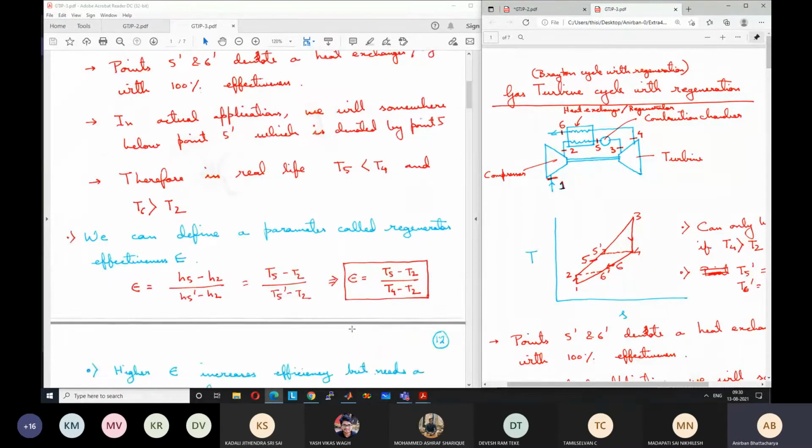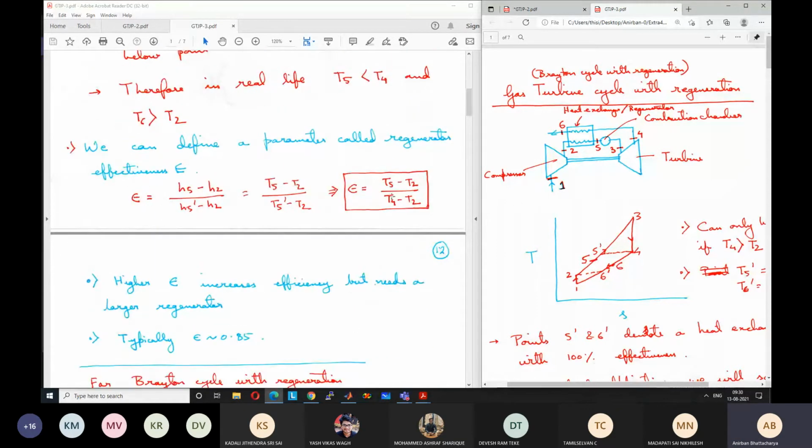Typically, this effectiveness is between 85 to 90%. This can be increased if you use a larger heat exchanger area, meaning a larger regenerator, but that will increase the cost and pressure drop in the heat exchanger, which is again not good. Here we are reading about the ideal cycle, but in the actual cycle there will be a pressure drop in this part. So it will reduce the work output from the turbine.